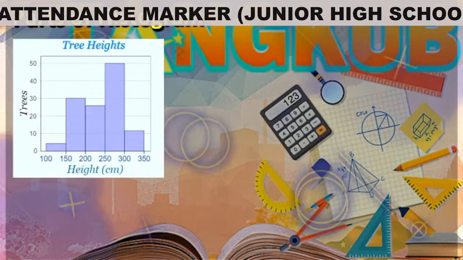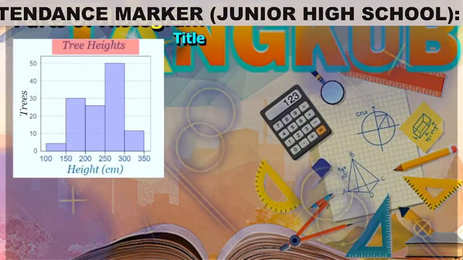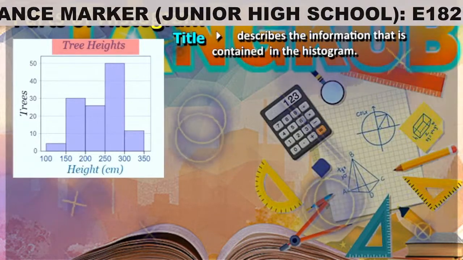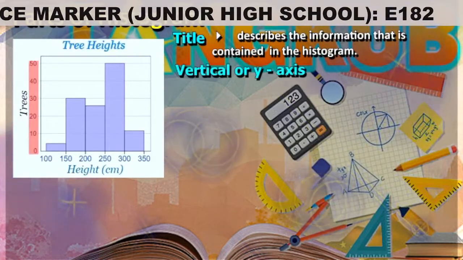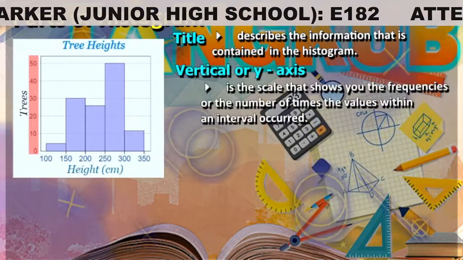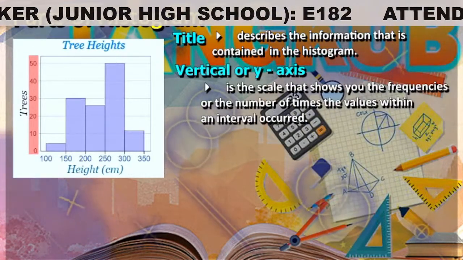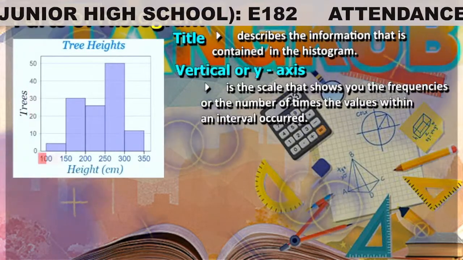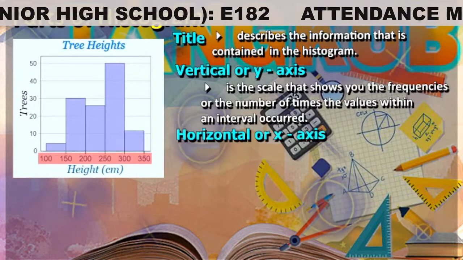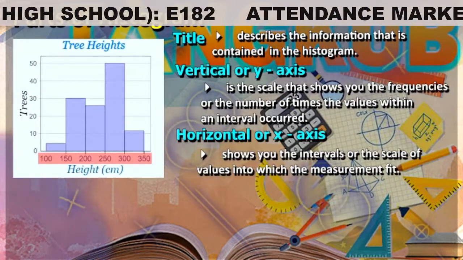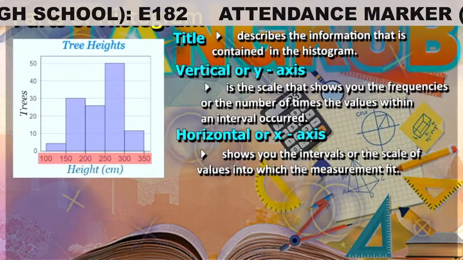Here are the parts of a histogram. First is the title. The title briefly describes the information that is contained in the histogram. Vertical or the y-axis. The vertical or the y-axis is the scale that shows you the frequencies or the number of times the values within an interval occurred. Horizontal or x-axis.